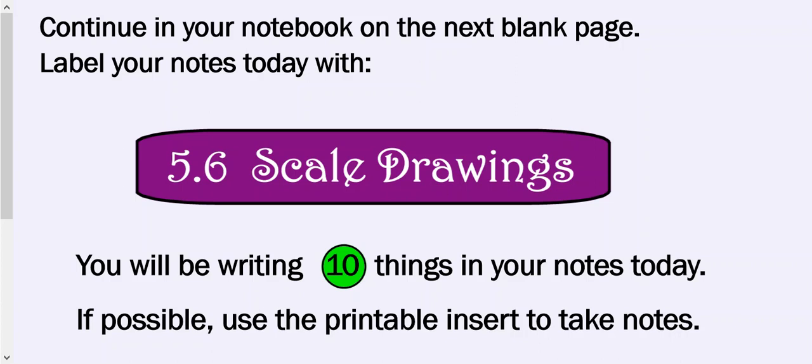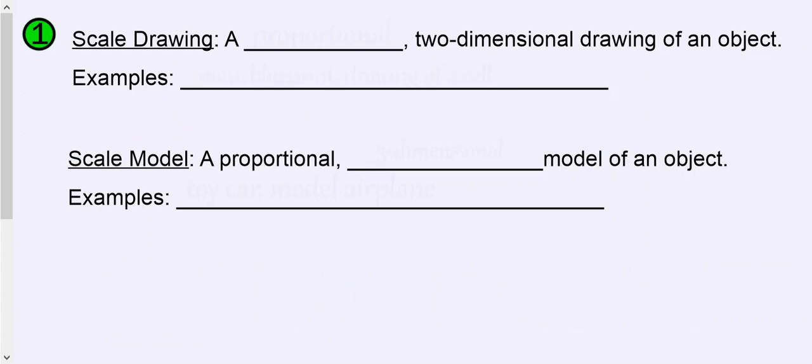Alright, so first we're going to go through some vocabulary and filling in the notes, and then we're going to go through some different examples. Starting off here, we're going to define scale drawing. A scale drawing is a proportional two-dimensional drawing of an object, and some examples of a scale drawing might be a map, a blueprint for some sort of building, or you might see the drawing of a cell in a textbook.